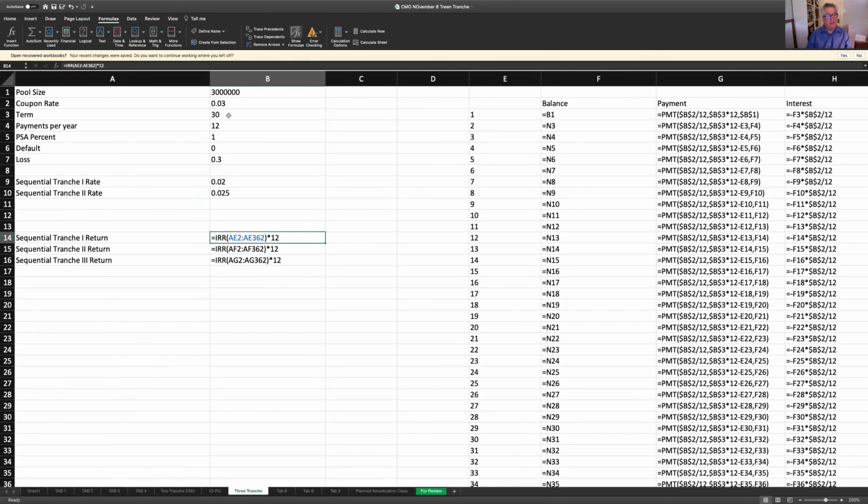And the first tranche is the IRR of the first tranche's cash flows multiplied by 12 to annualize it. Second tranche, cash flows multiplied by 12 to annualize it. This is not the APR. This is, again, the coupon return. And then the third tranche, the same thing.